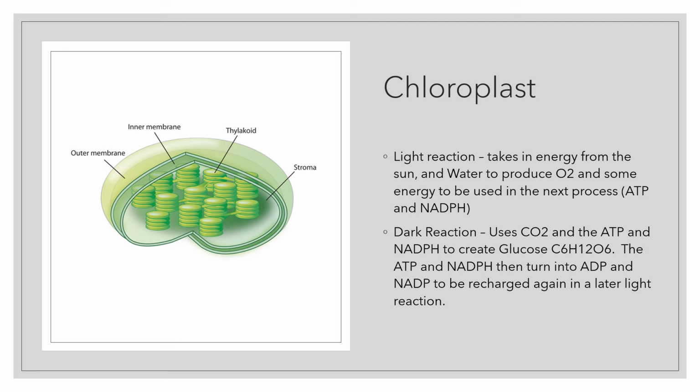So the dark reaction is where carbon dioxide comes in, and then it uses our ATP and NADPH to create glucose in the form of C6H12O6. The ATP and the NADPH, once they are used as their batteries, turn into their uncharged battery form, which is ADP and NADP. Okay, so these are our uncharged batteries, and they just kind of float around within the chloroplast to then be recharged again in a later light reaction. So a lot of things are being recycled.